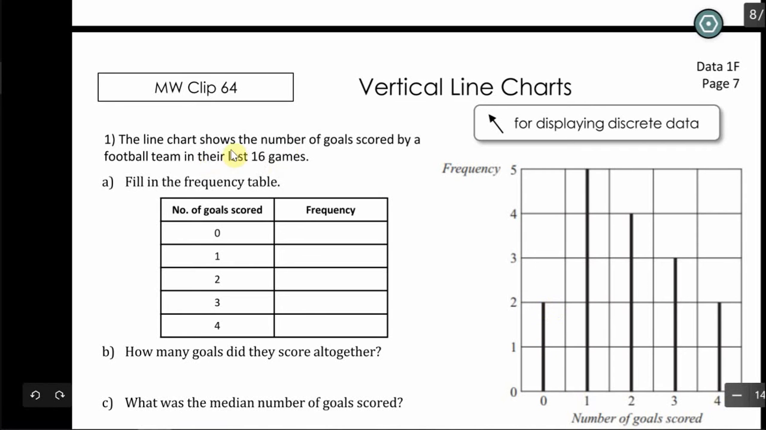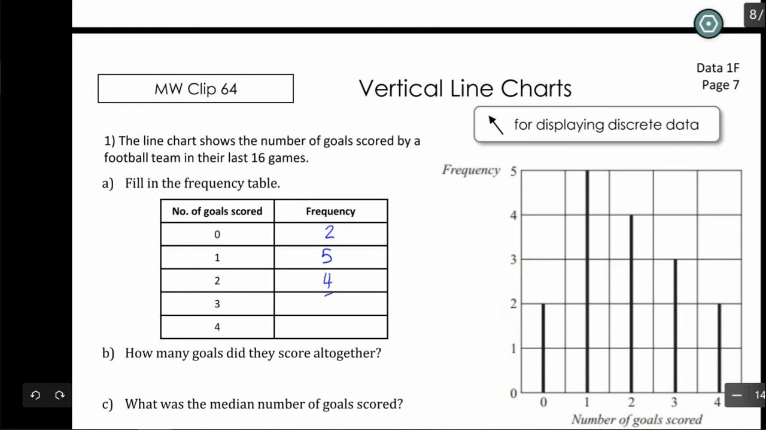So this first question, the line chart shows the number of goals scored by a football team in their last 16 games. And it wants us to fill in the frequency table. So how frequent were 0 goals scored? Well, you see there, that happened twice. 1 goal was scored 5 times, 2 goals was scored 4 times, 3 goals was scored 3 times, and 4 goals was scored twice.